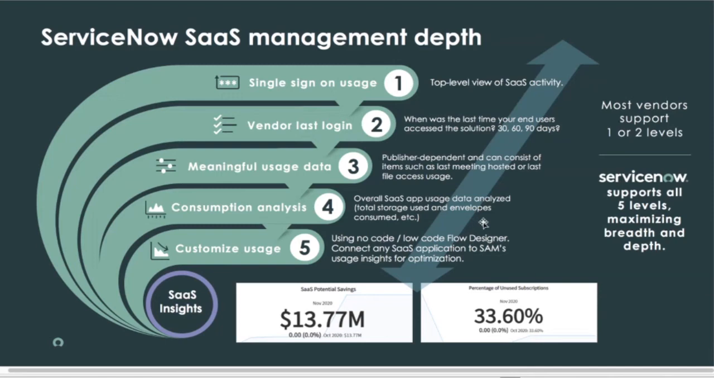So the differentiator here is that ServiceNow supports all these levels versus other vendors just supporting a couple of levels. And then you'll get that visibility here into potential savings and be able to go in and look at each one of those and take action so that you can start reaping the benefits of that analysis.